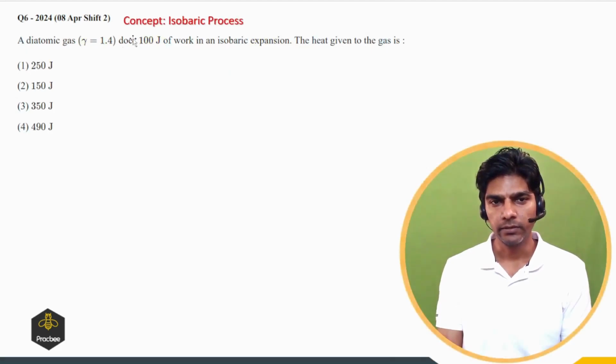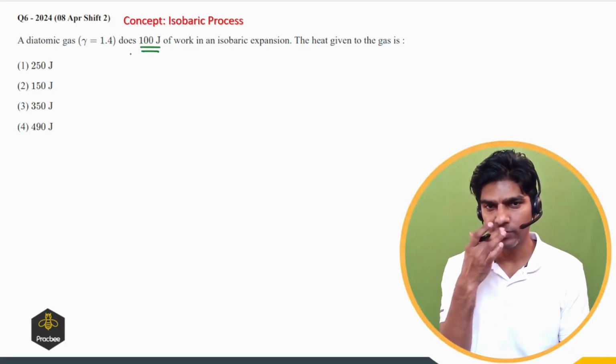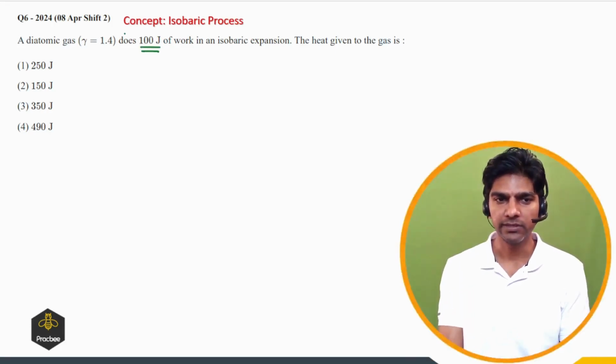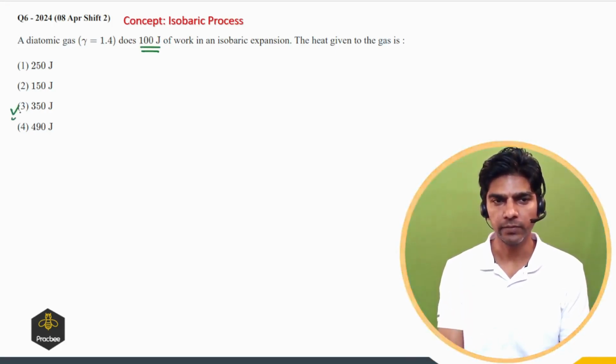Now let us see another question based on the same concept, but in this question they have given 100 joules of work. Can you see this question is very similar to the last question? By using the same concept, we'll get the answer as 3, which is 350 joules.